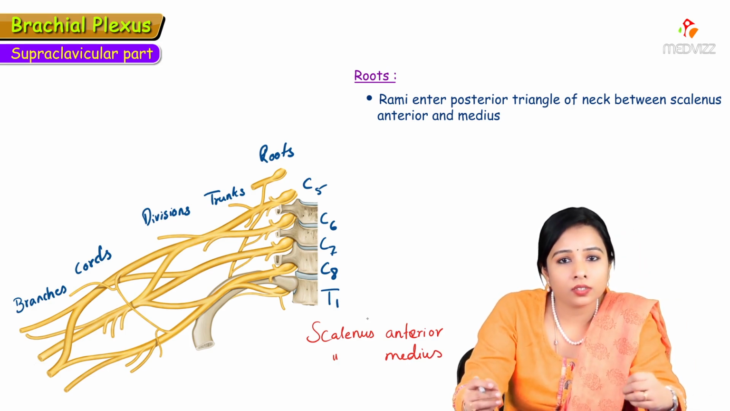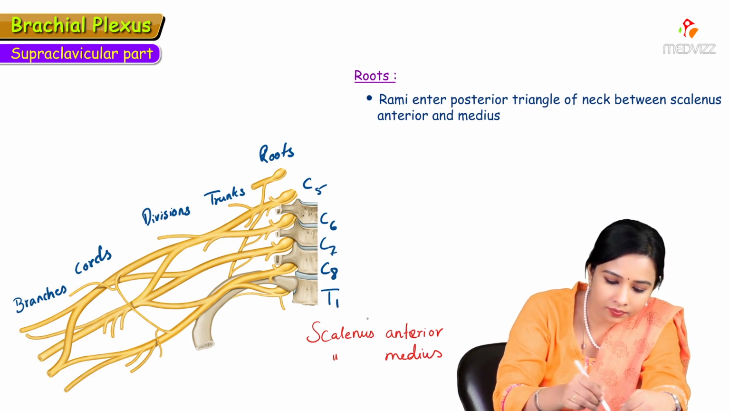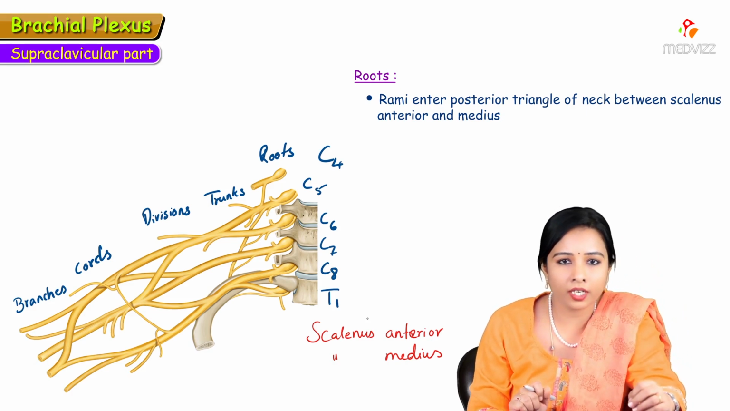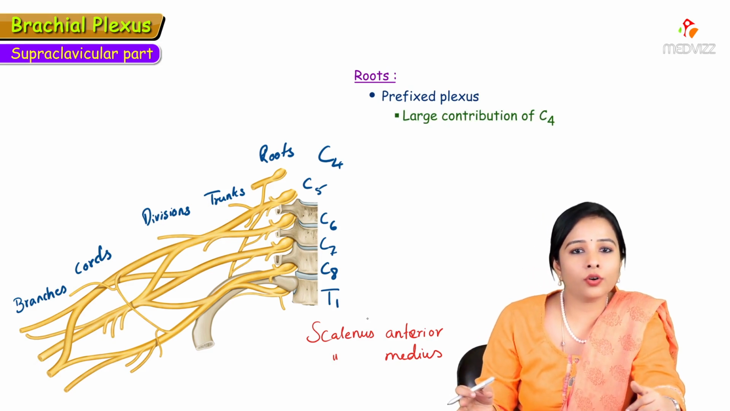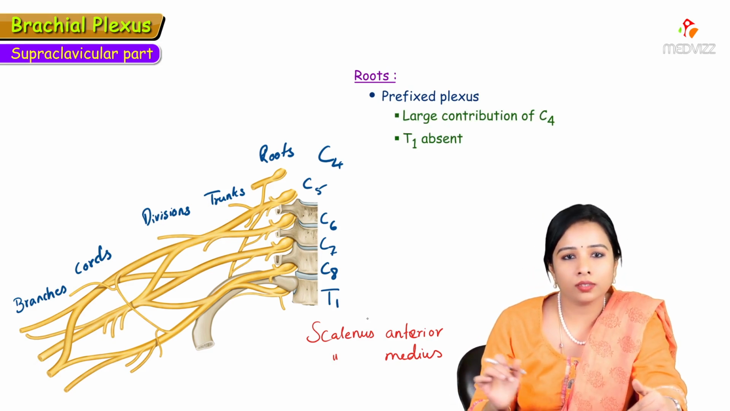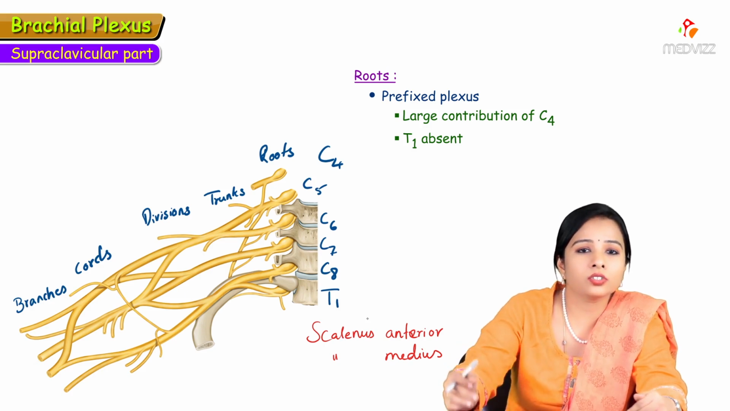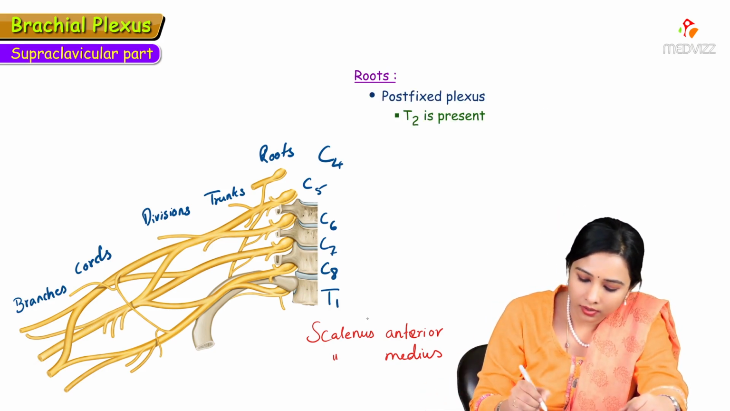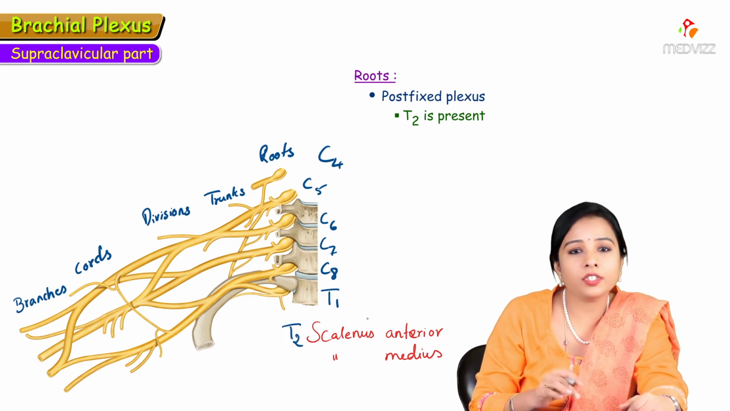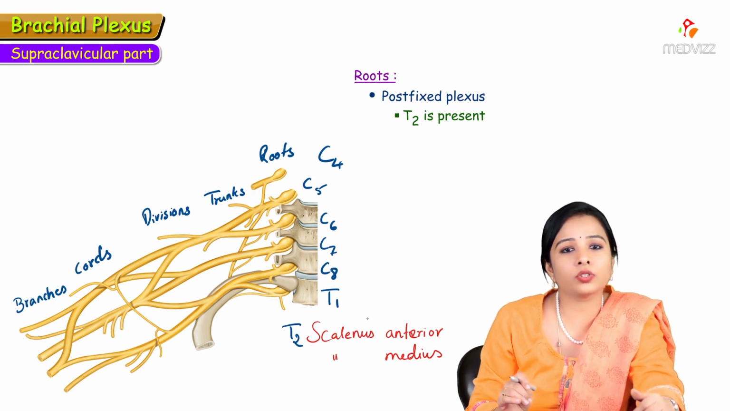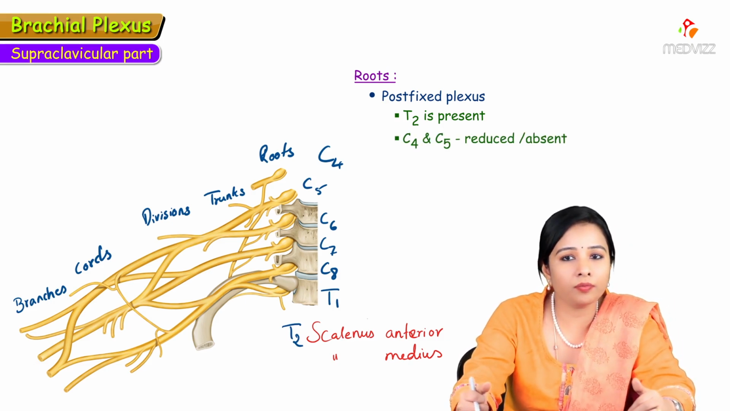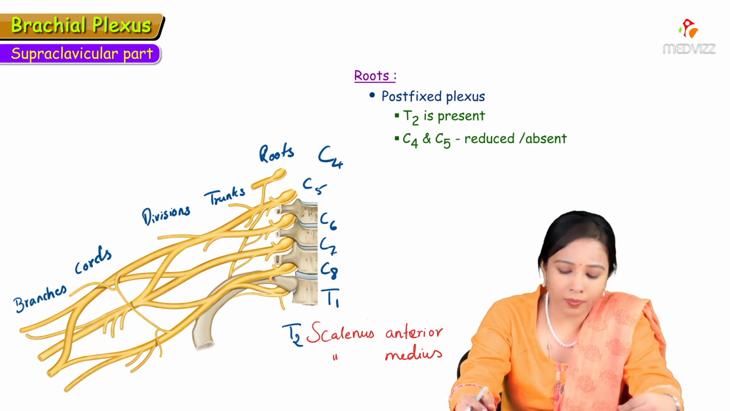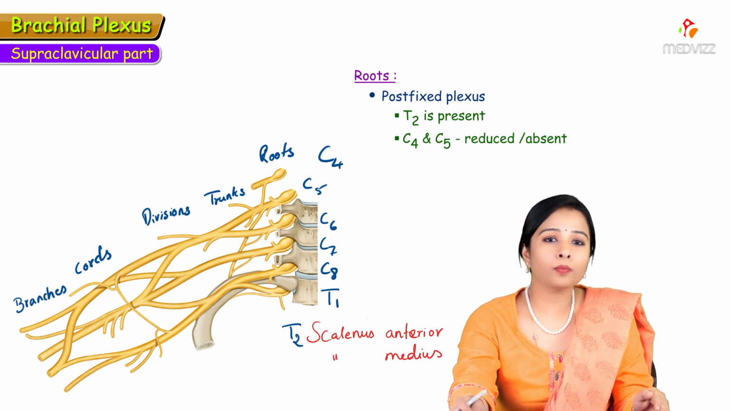Sometimes what happens, C4, that is above C5, may also contribute to the formation of the brachial plexus. If C4 gives a larger contribution, then T1, the last root, may be absent. In such cases it is called a prefixed plexus. In a postfixed plexus, T2, that is below T1, is present. If T2 gives a major contribution to the brachial plexus, in such cases C5 and C4 will be reduced or absent. Such cases are called a postfixed plexus. So now we know about prefixed and postfixed plexus.